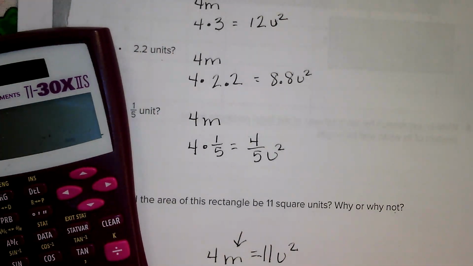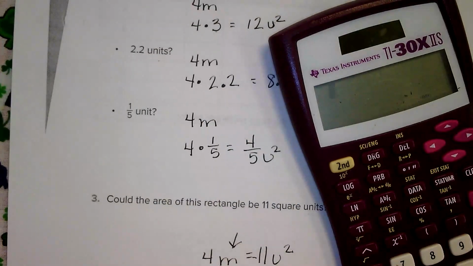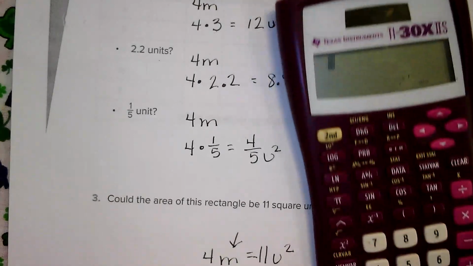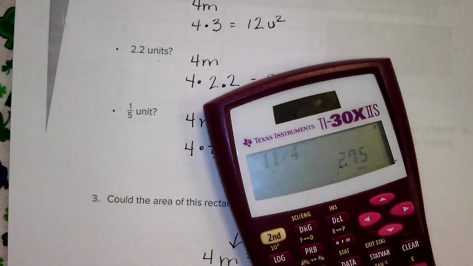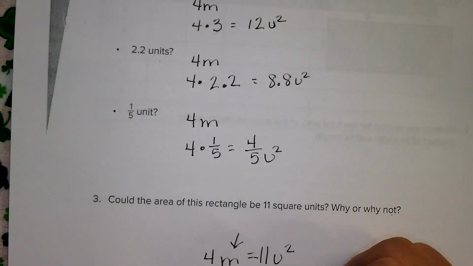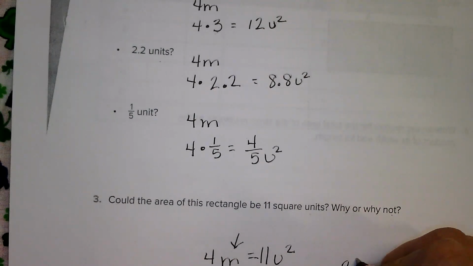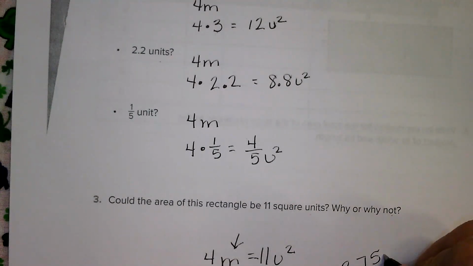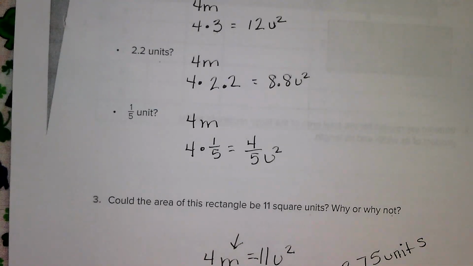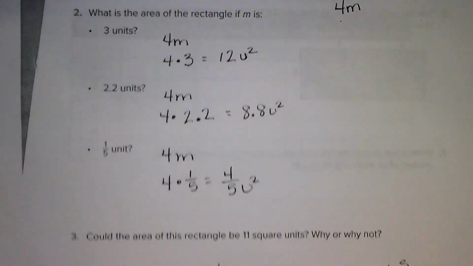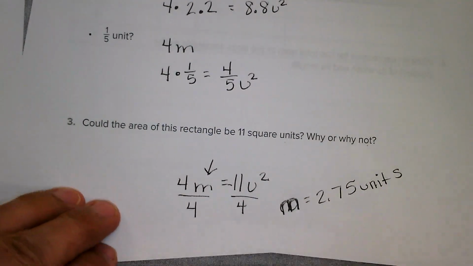Looking at my calculator, this is multiplication, so I could divide on both sides, and I would take 11 divided by 4, and it equals 2.75. So my m equals 2.75 units. Oh, sorry, this isn't u, this is m. There we go. And you end up with something like that.